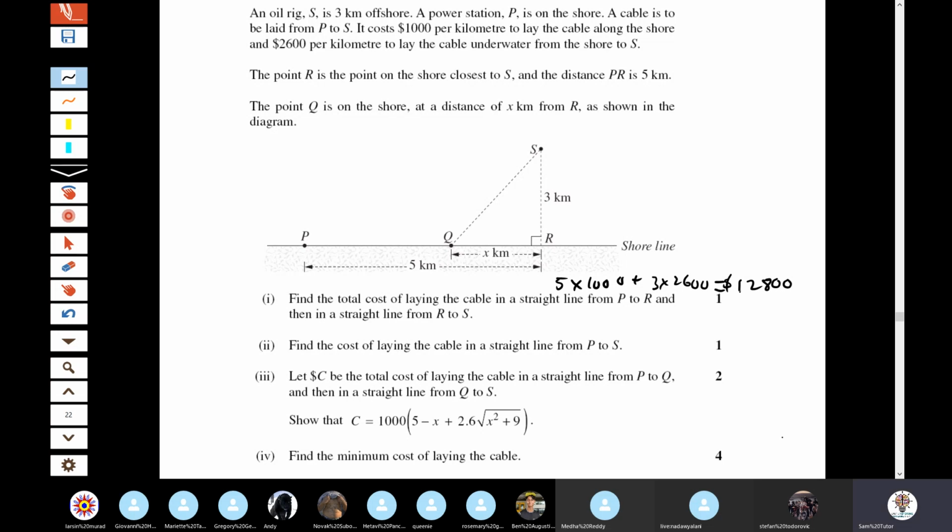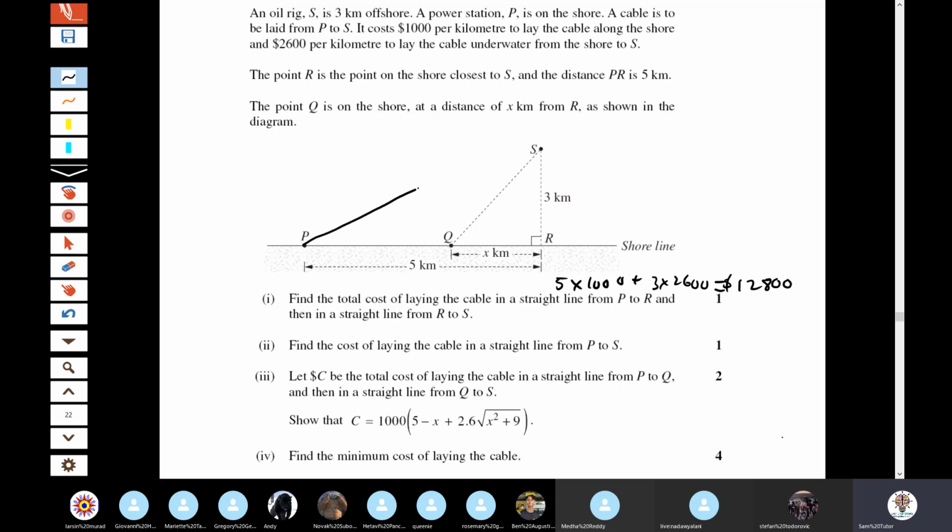All right, that wasn't too bad, see? Next one. No, that again, let's try again. Find the cost of laying the cable in a straight line from P to S. What do you do straight away, Novak, when you see it says straight line from P to S? Yeah, but I don't have it, right? So I'm going to draw it up.